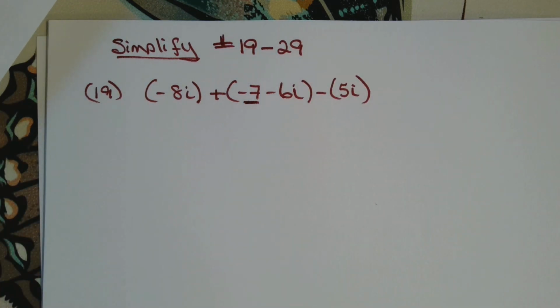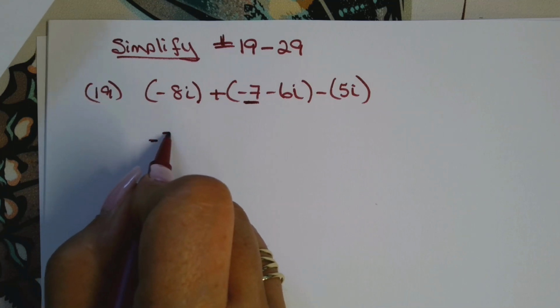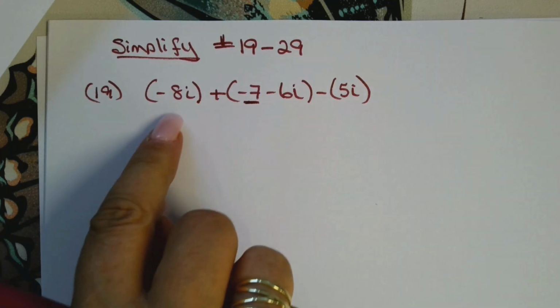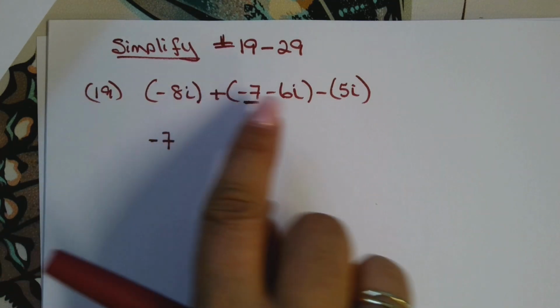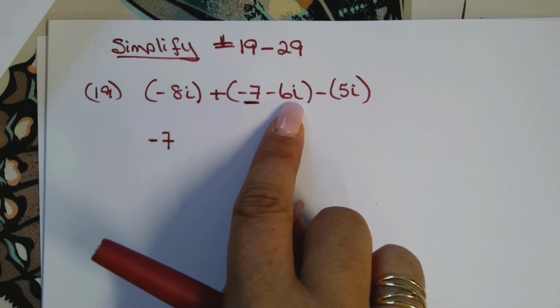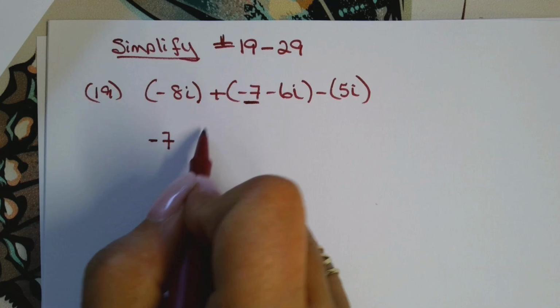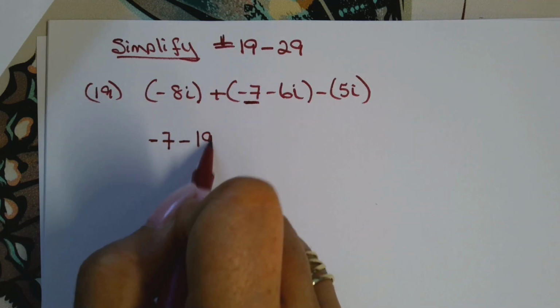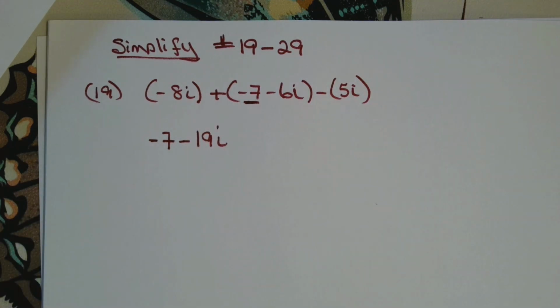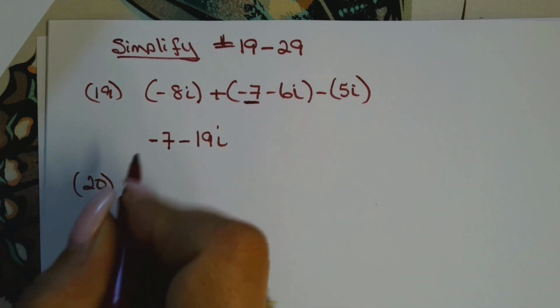So if we go ahead and take a look at 19, the only real part we have is negative 7. And then negative 8i minus 6i, that's going to be negative 14i, minus 5i will be negative 19i. And you're done. So easy peasy, right? Let's take a look at 20.